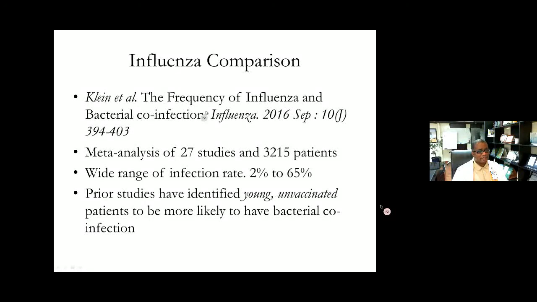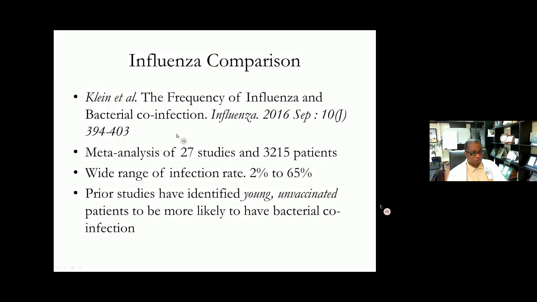What he discovered in the meta-analysis was a very wide range of infection rate, ranging from 2% to 65%. But the long and short of it is, on balance, bacterial co-infection in influenza most certainly is higher than in COVID infection. Prior studies have identified the young and unvaccinated group to be the most likely to develop bacterial co-infection. So basically, when compared to influenza, these two meta-analyses suggest or even prove that bacterial superinfection is much more prevalent in influenza infection as against COVID-19.